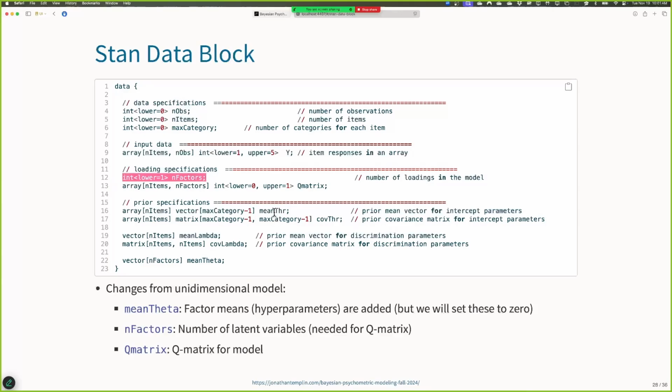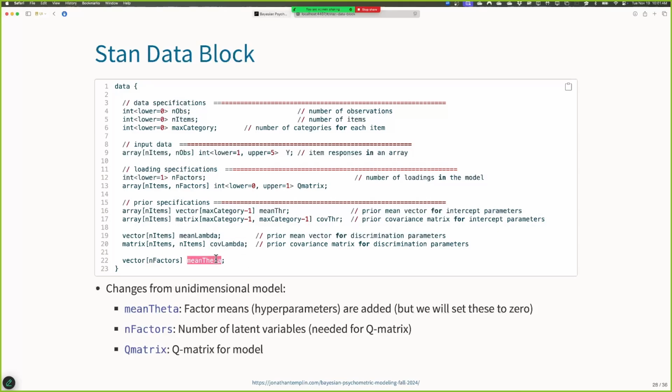Excuse me. The thresholds are the same. This is the prior specification. We talked at length about that before. Remember, this is an array because there's multiple thresholds per item. There's, in our case, four thresholds per item, so it'll be four means in a covariance matrix for each item's thresholds. That's why they're arrays. Our lambdas are the same as before, and our mean vector for theta is the same.